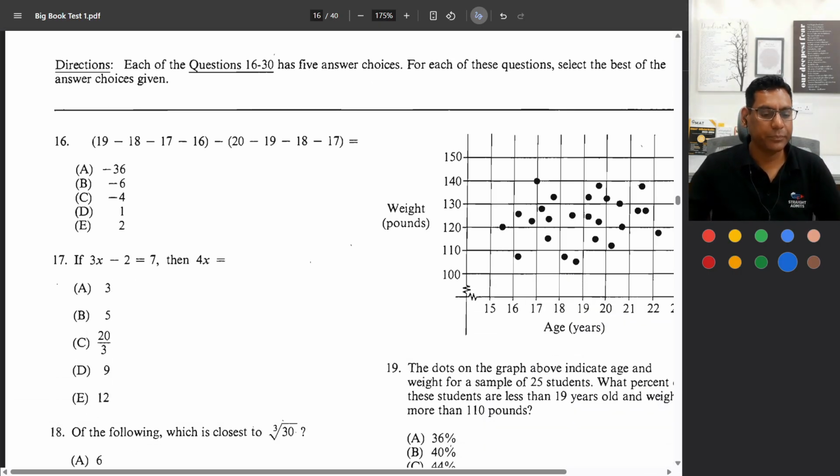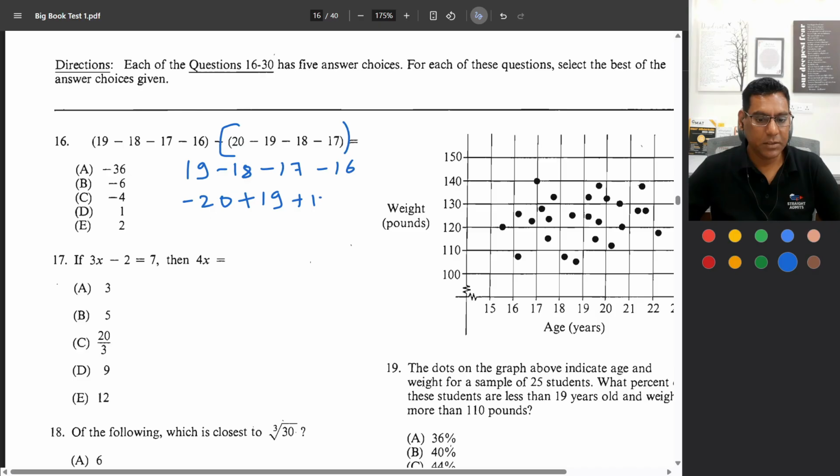Question 16. Very straightforward this one looks. Let's see, 19 minus 18 minus 17 minus 16, minus 20. Now I'm going inside this bracket which is starting with minus, so I'll have to flip the signs. Plus 19 plus 18 plus 70. I'm lucky that some of these things are getting cancelled. What do I have here? 19 plus 19, 38, minus 16 minus 20. So that's basically 36, right? So answer is going to be 2.